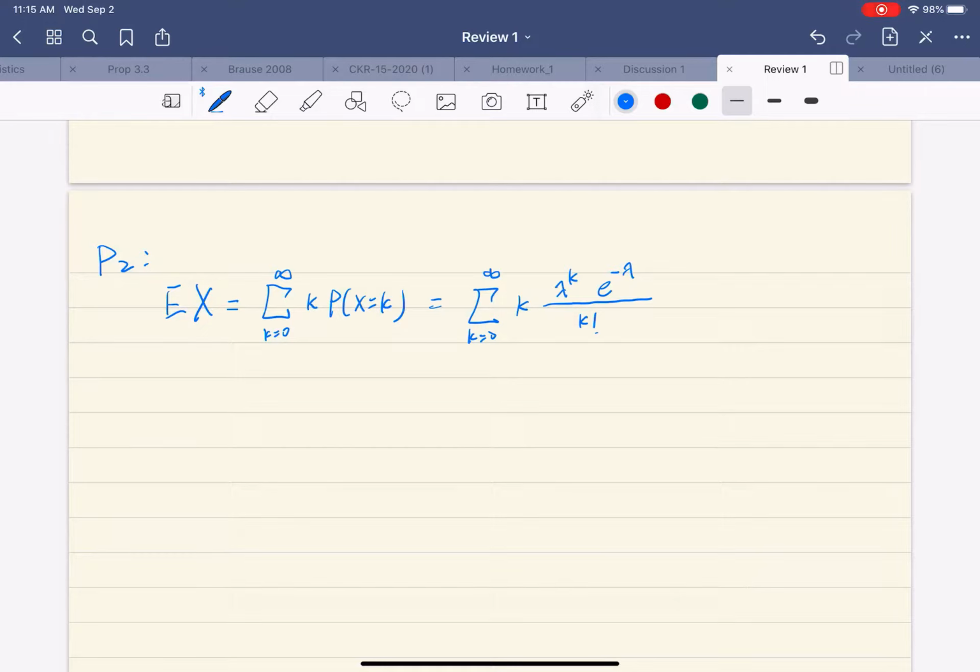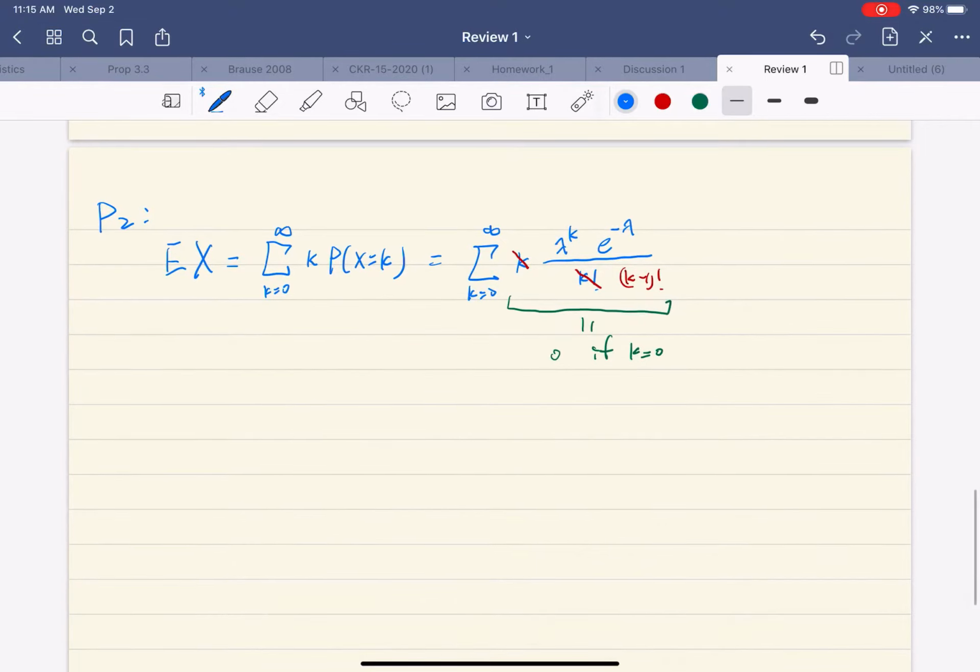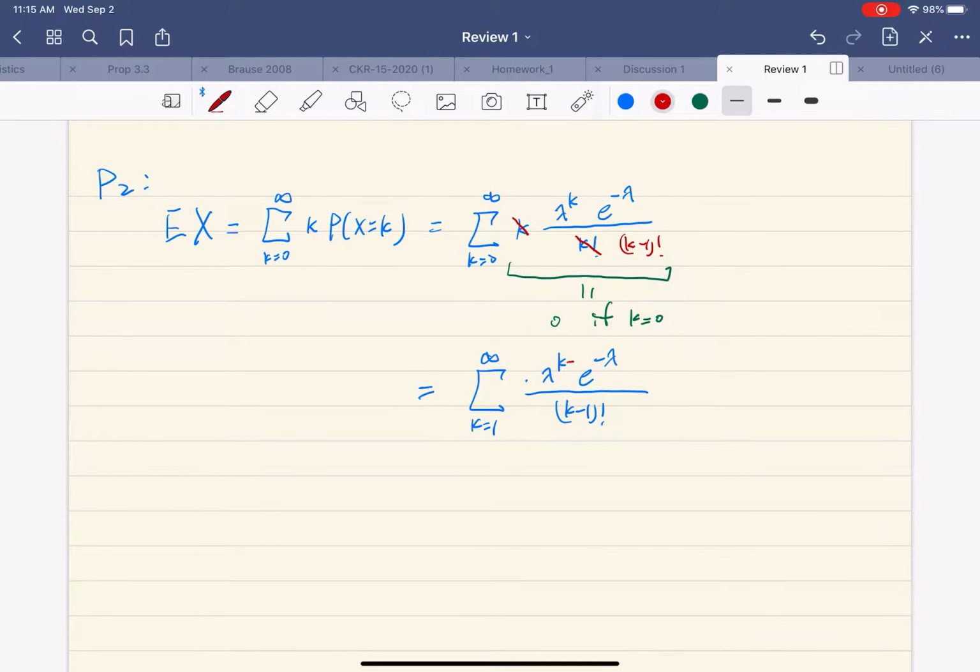Okay, so we can find this term can be cancelled. You can get k minus 1 factorial. And also you can see this term equals 0 if k equals 0. So from this we can get the sum over k from 1 to infinity of lambda to the power k e to the negative lambda over k minus 1 factorial. Okay. And next we shift by k minus 1 here, and we can take lambda outside.